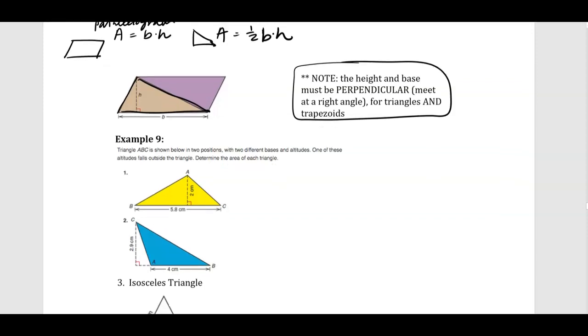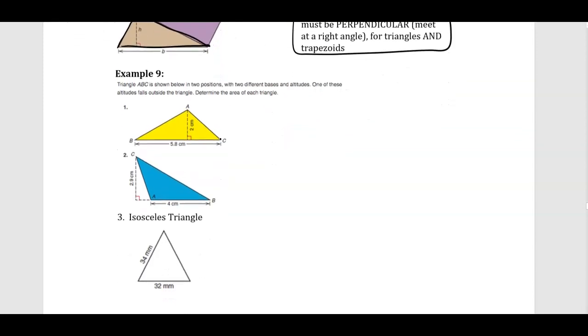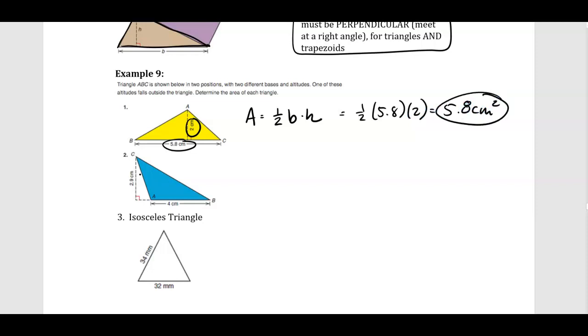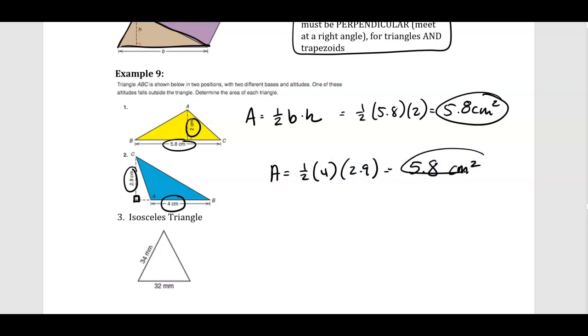And then let's look at example 9. So for this one, I'm going to write down the formula. So area equals 1/2 base times height. This is my base. That's my height, so I'm just going to multiply those together. So it's going to be 1/2 times 5.8 times 2, or 5.8 square centimeters. For this one, looks like I'm looking at 2.9 and 4 because those form that right angle. So area is equal to 1/2 base times height, and I'm also left with 5.8 square centimeters.